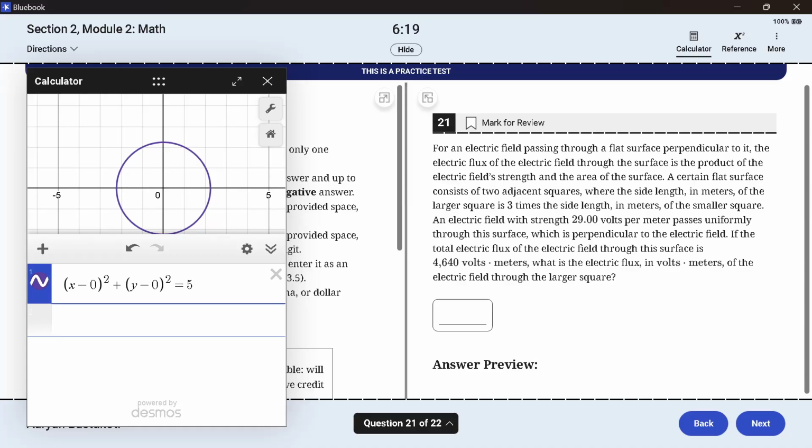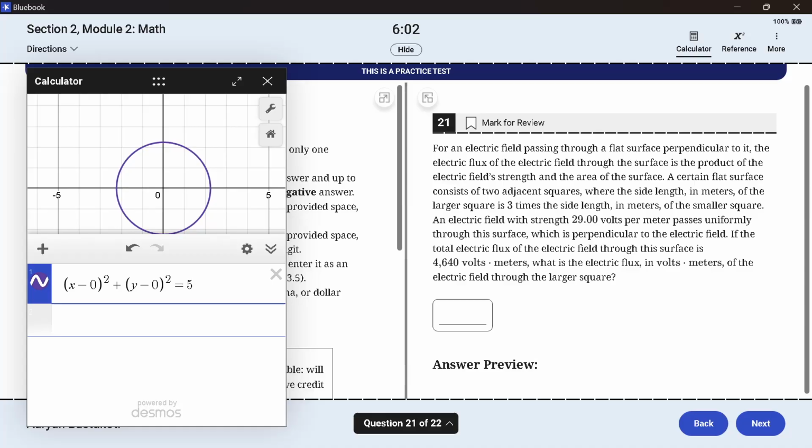Okay, a lot of words. A certain flat surface consists of two adjacent squares, right? There are two adjacent squares. Of the larger square, okay, if the larger square is 3x, then the smaller square would be x.